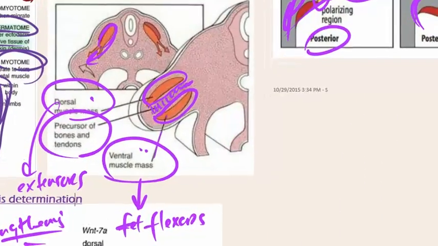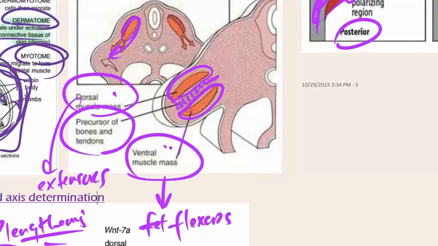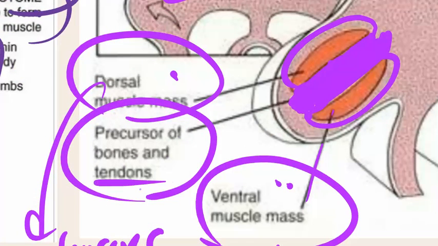The ventral muscle mass? You said they all came from something like cartilage or something. Where did they come from? Okay, so I'm talking about this right here. This right here is lateral plate mesoderm that has condensed. When it condenses, it's going to form cartilage, and that will lead to formation of bones. And here you can also see that it does lead to the formation of tendons as well.